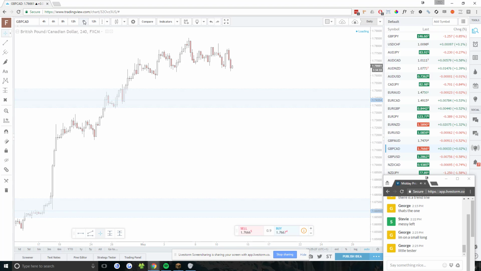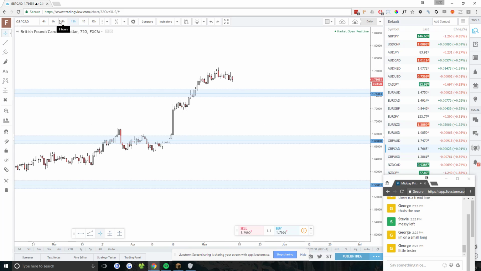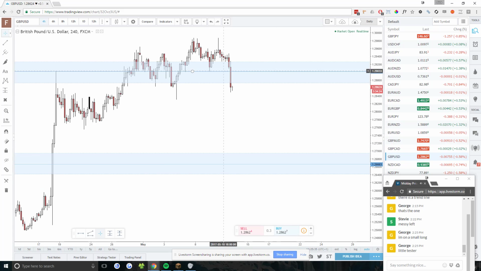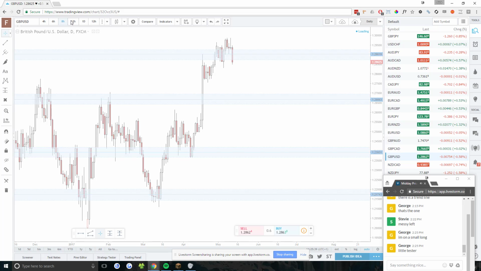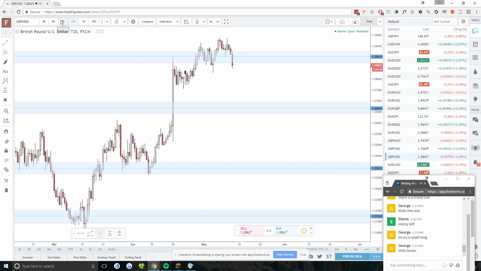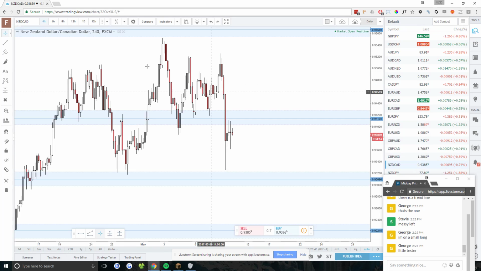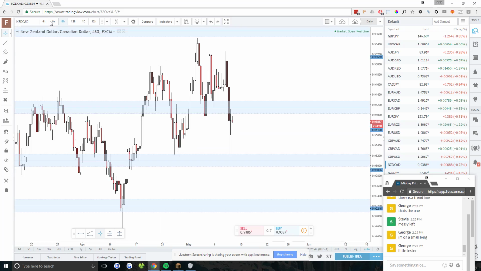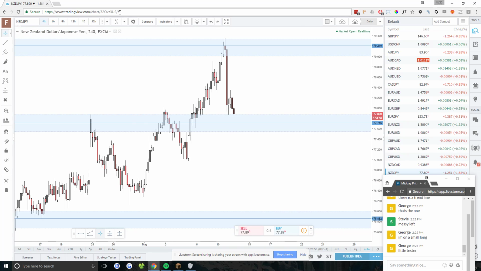All right, GBP CAD. Let's see what's up with GBP CAD. Ugh, nothing really. GBP USD just smashed through the support area that was holding it for a while. That interest rate announcement. New Zealand. Meh.